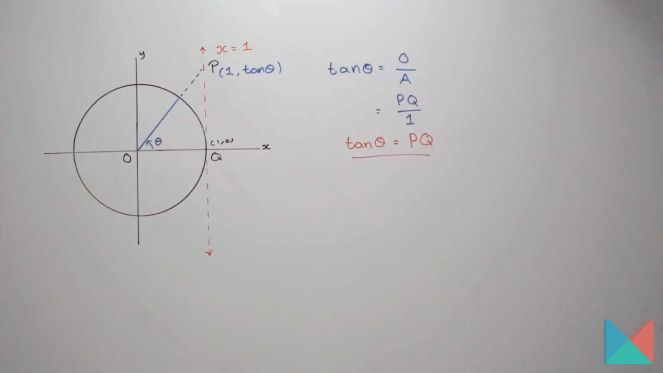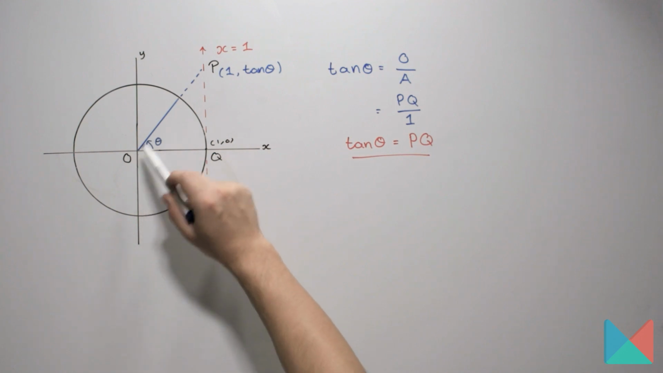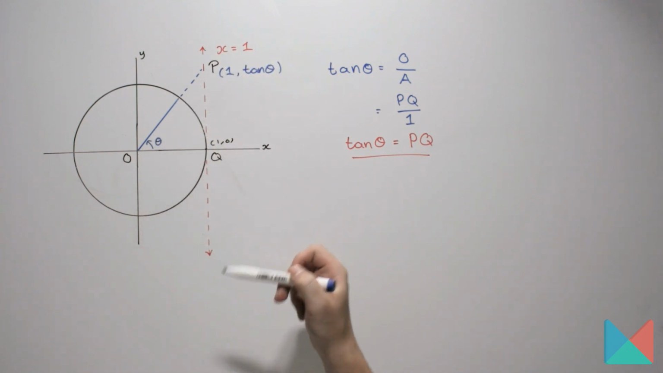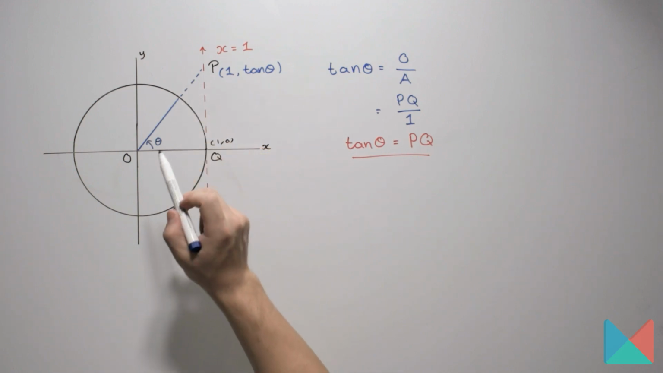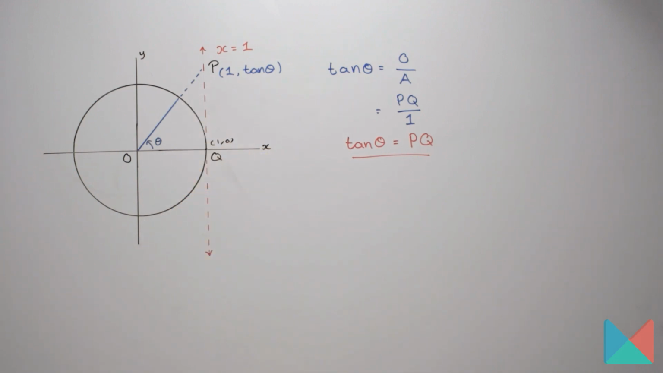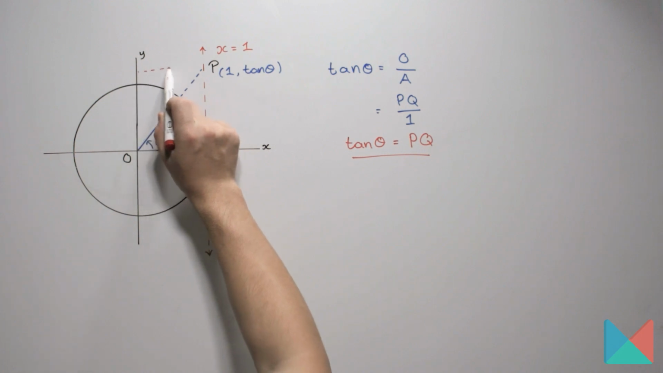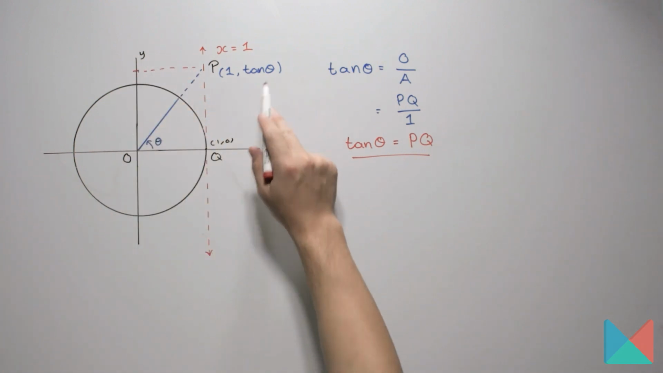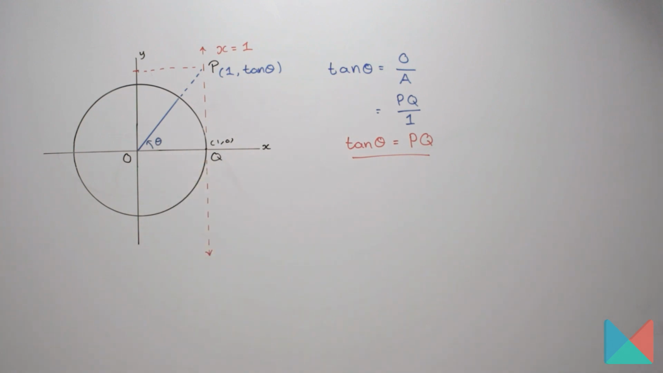And the important thing to notice is that when we extend our angle line to intersect the x equals 1 line, our y component, what we read off the y-axis, this value, will be read as tan of our angle theta. This will all become much clearer when we do a couple of examples, but for now, let's go back and answer the question of why tan of 270 degrees is undefined.